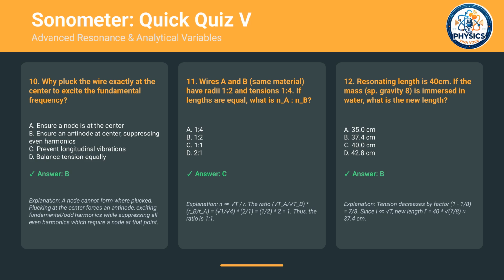Question 10. Plucking the wire at the center ensures an antinode forms there, exciting the fundamental frequency and suppressing even harmonics. Question 11. The combined effect of radius and tension results in a frequency ratio of 1:1. Question 12. When the mass is immersed in water, tension decreases, resulting in a new length of 37.4 centimeters.